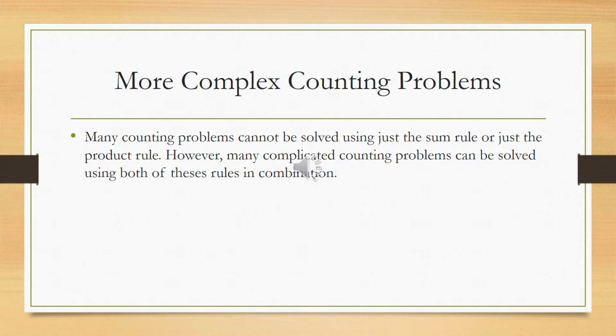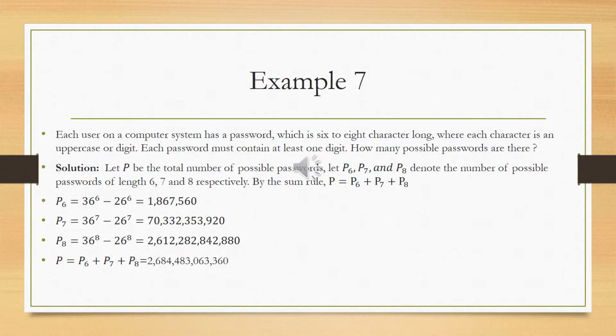Many counting problems cannot be solved using just the sum rule or just the product rule. However, many complicated counting problems can be solved using both of these rules in combination. Example 7. Each user on a computer system has a password which is 6 to 8 characters long, where each character is an uppercase letter or a digit. Each password must contain at least one digit. How many possible passwords are there?